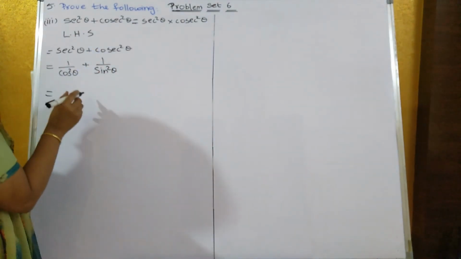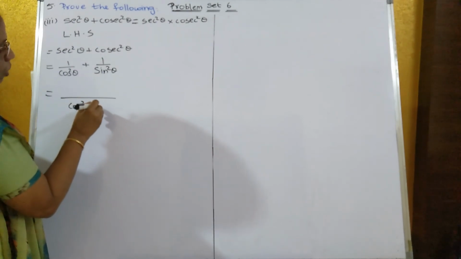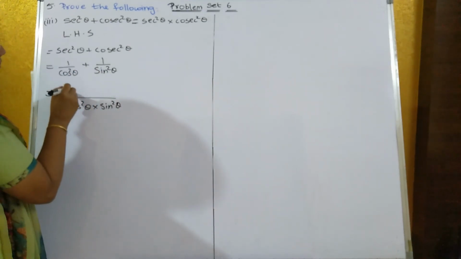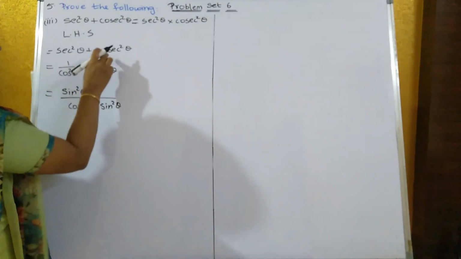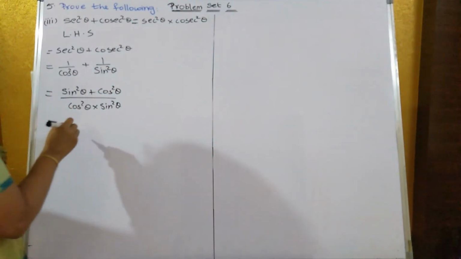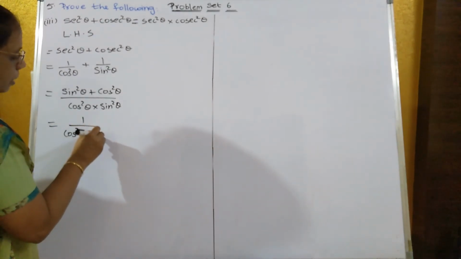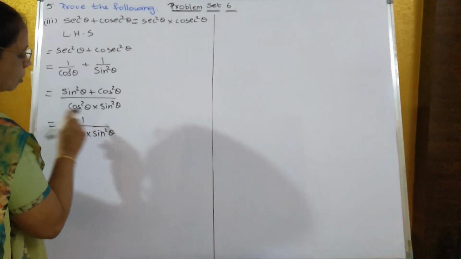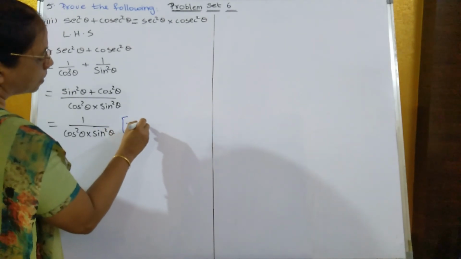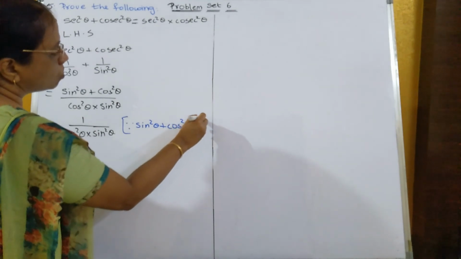Now equalize the denominator. In the denominator we have what? Cos square theta into sine square theta. And this sine square theta will go over here, plus this cos square theta will go over here. So sine square theta plus cos square theta is what? 1, over cos square theta into sine square theta. Write down the reason. That sine square theta plus cos square theta is equal to 1.